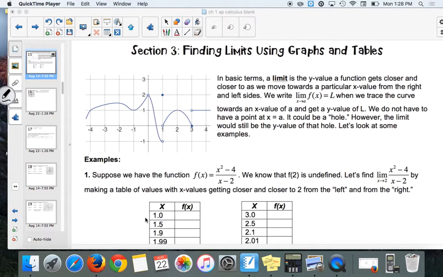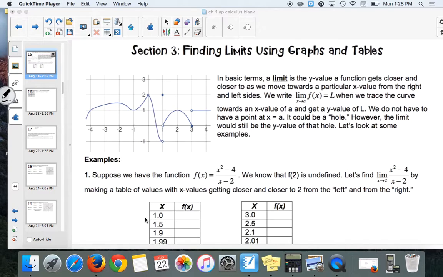Today is finding limits using graphs and tables. Those of you that had pre-calc last year might have had a little preview of this. If you had summer pre-calc, you have not seen this before. So if you get confused, ask questions. But we're just going to start from the beginning as if you haven't seen it at all.